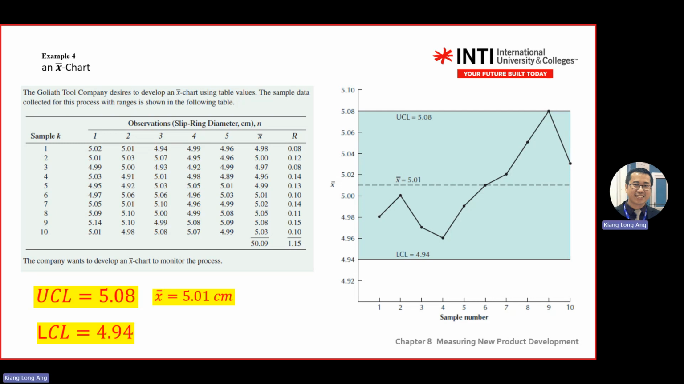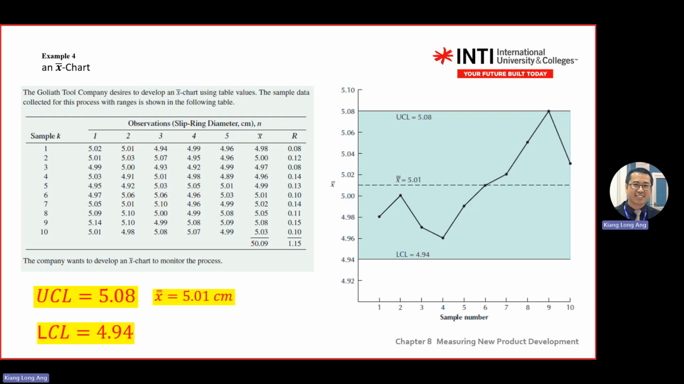One point that almost missed is point number 9. Point number 9 almost went out of control already, but it bounced back toward the mean. However, in general, the whole set of data is trending towards the UCL.